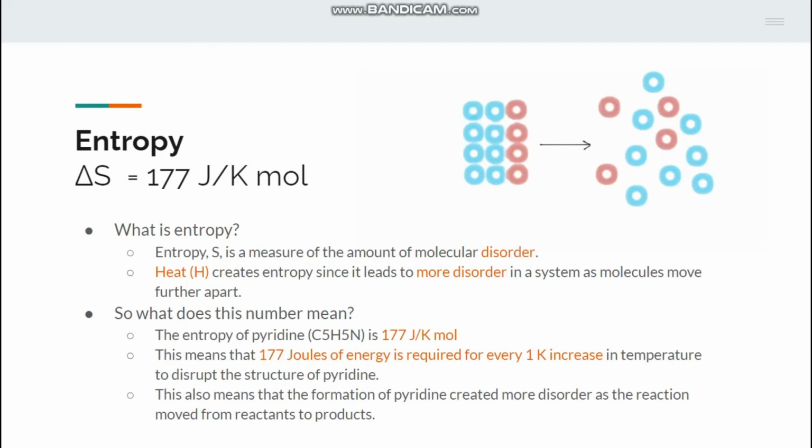The entropy of pyridine is 177 joules over K per mole. Entropy is a measure of the amount of molecular disorder. Heat creates entropy since it leads to more disorder in a system as molecules move further apart. So what does this number mean? This means that 177 joules of energy is required for every 1 Kelvin increase of temperature to disrupt pyridine structure. This means that the formation of pyridine created more disorder as the reaction moved from the reactants to products.